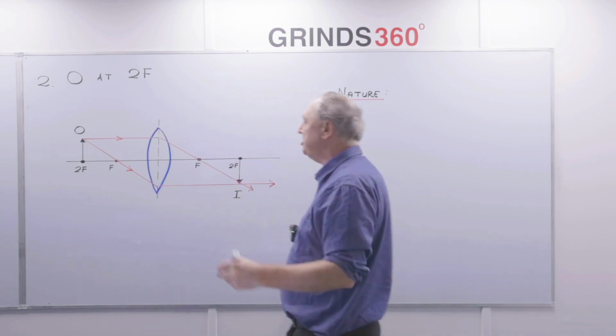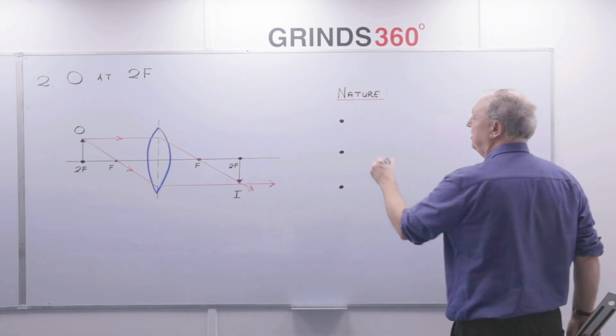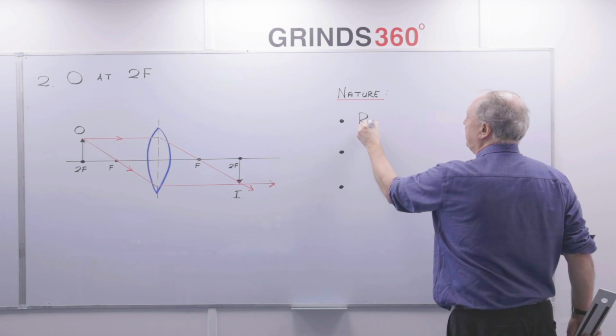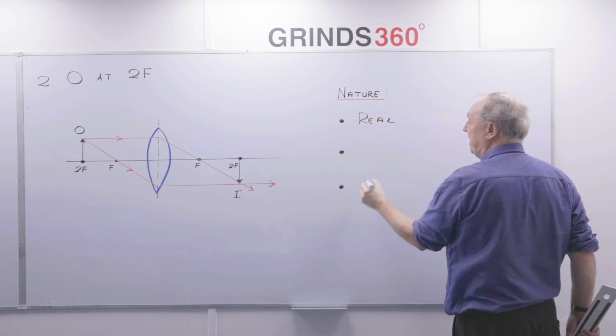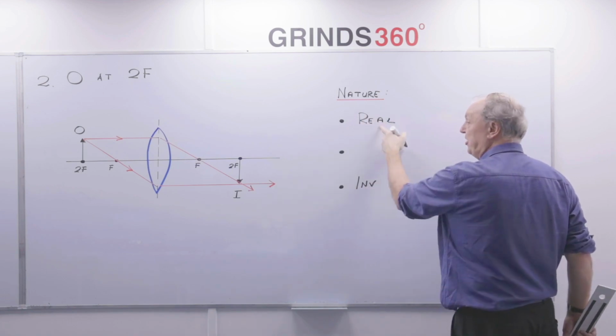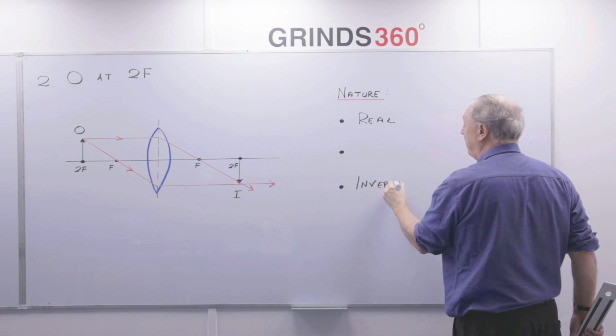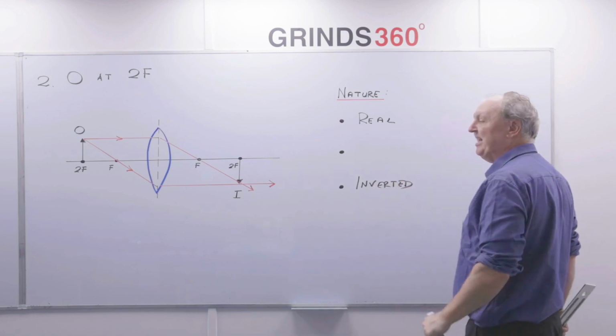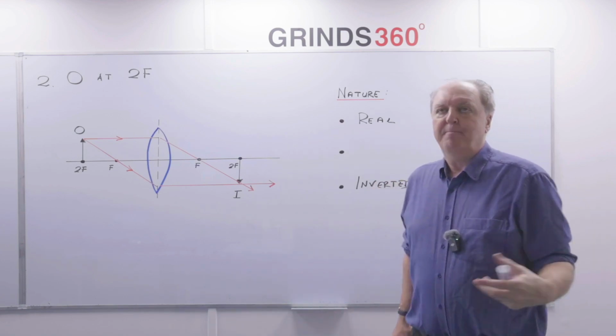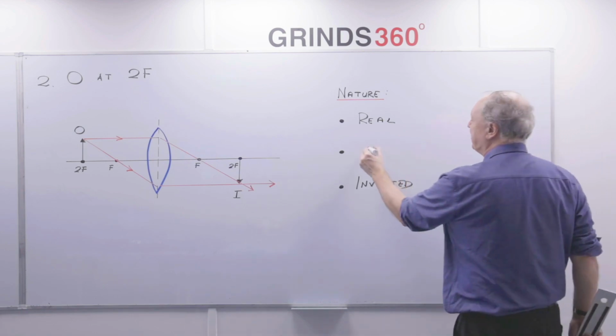And when you talk about the nature, what's the nature going to be? Well, the image is real, of course. And all real images are inverted. So if I know the first one, I can fill in the third one. And in this case, the image is neither magnified nor diminished. It is the same size.